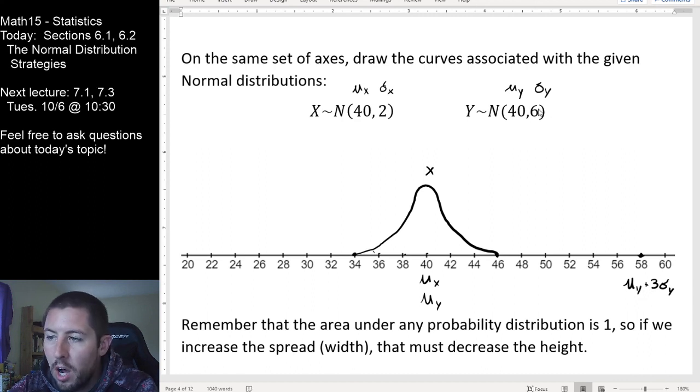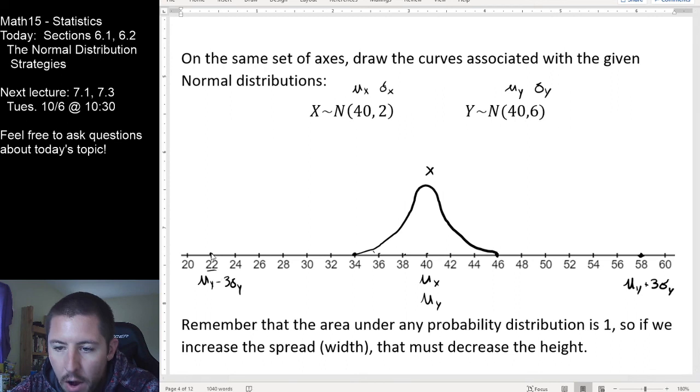Similarly, we're going to go 3 times 6 is 18. We're going to go 18 units below 40 to get to our diagram's lower bound out here anyway. And that will put us at 22, right? That's 40 minus 18. So this is going to be our mu sub y minus 3 sigma y, our 22 right here. So now I'm going to draw the worst bell-shaped curve I've drawn all day right here.